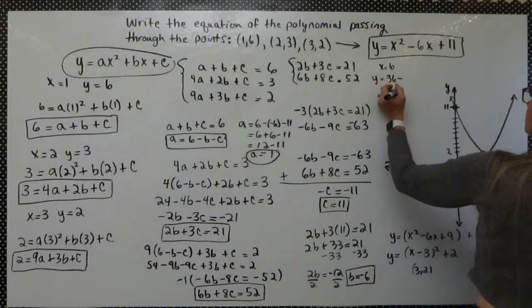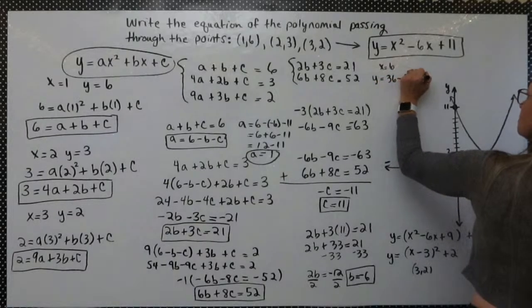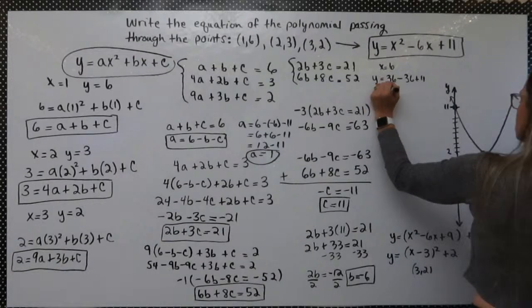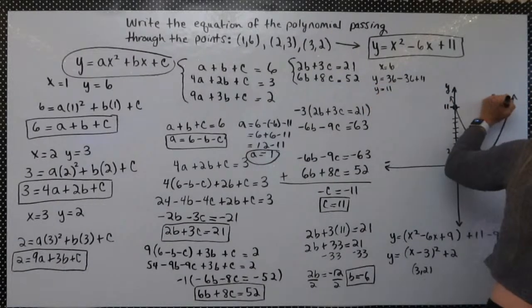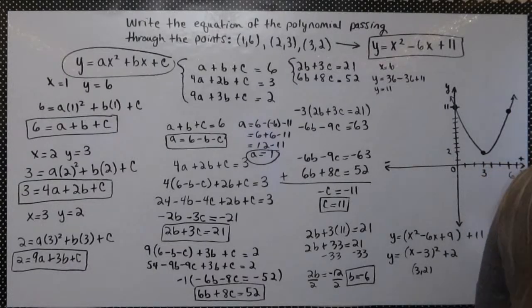So we have 36 minus 36 plus 11. So y is 11 again. Good. So there's a real quick sketch of that graph.